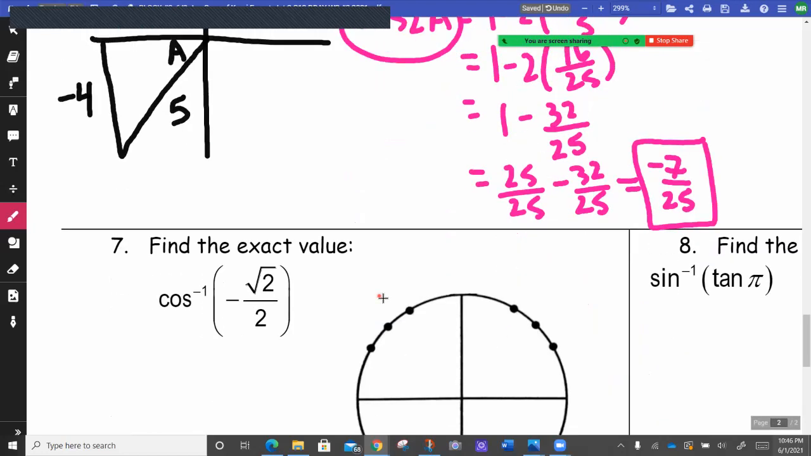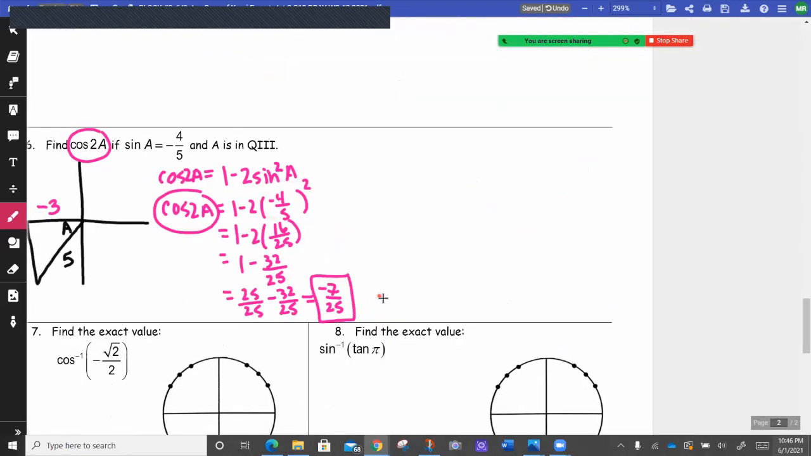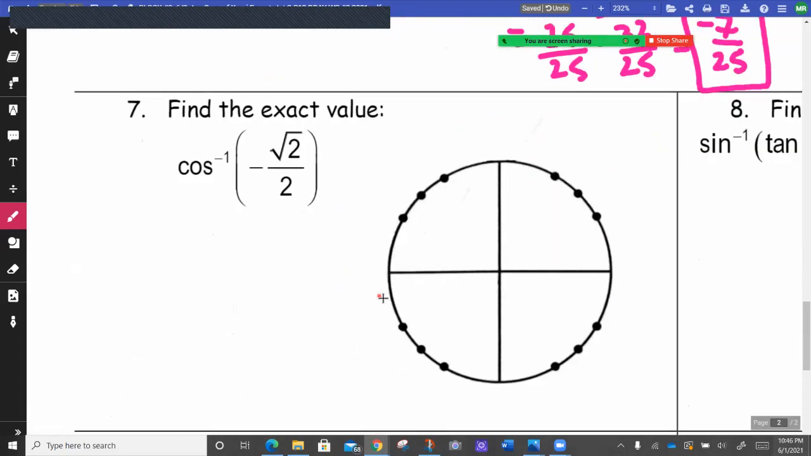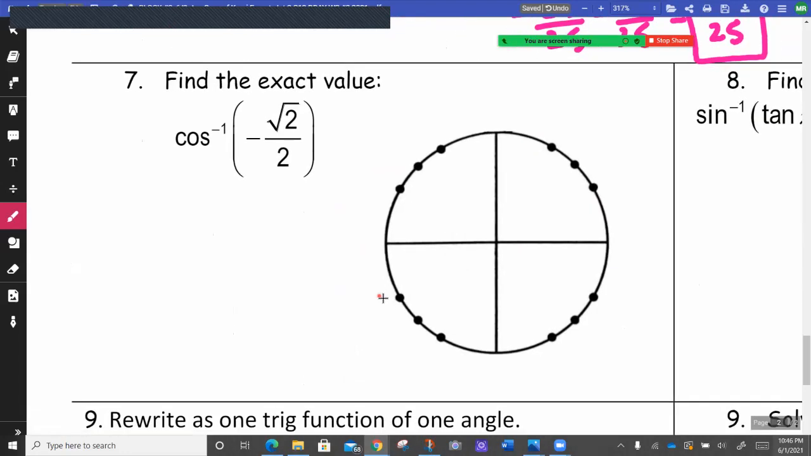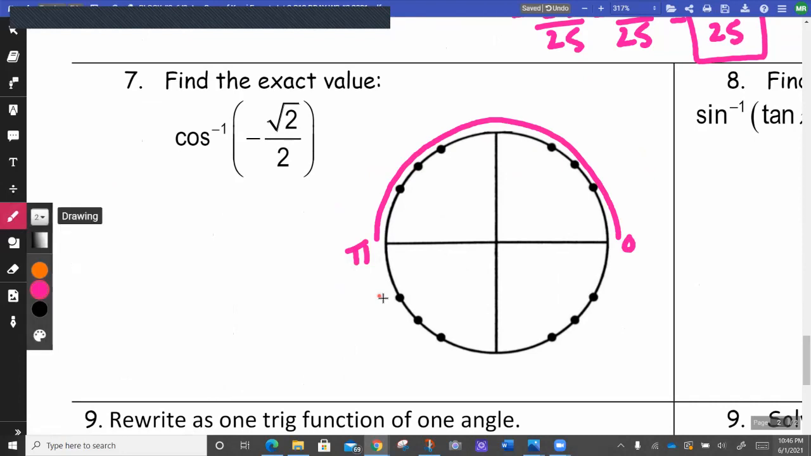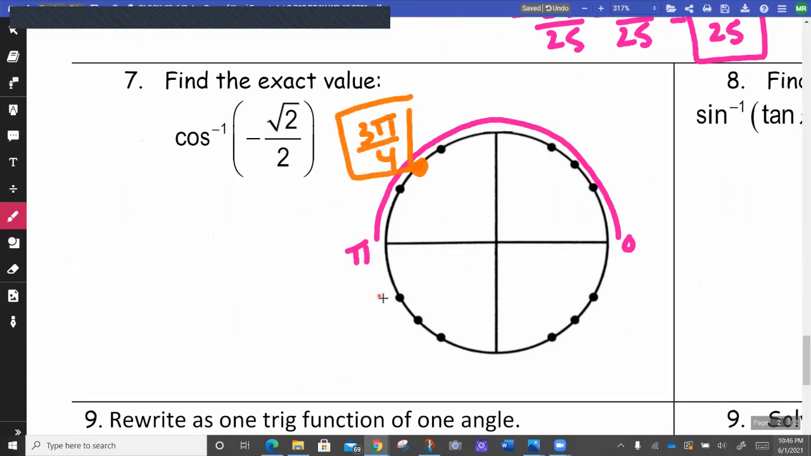Okay, number 7. Cosine inverse is going to go from 0 to pi. That's where I'm focused for cosine inverse. I want to find where my cosine is negative root 2 halves, which is going to be right here, which is pi fourth, and this is 3 pi fourths. And that's your answer, 3 pi fourths, because you want the angle that gives you a cosine of negative root 2 halves.